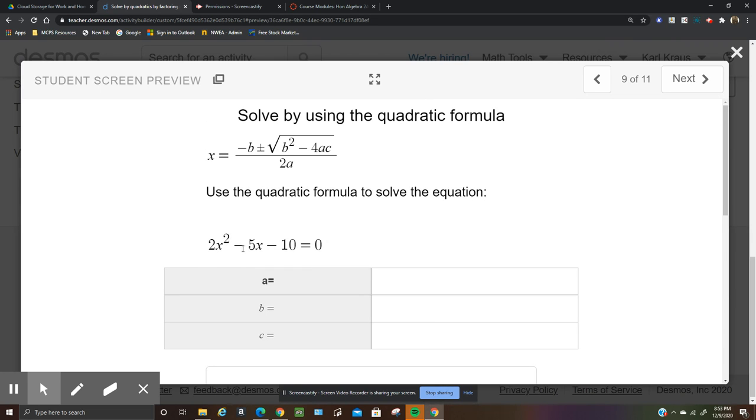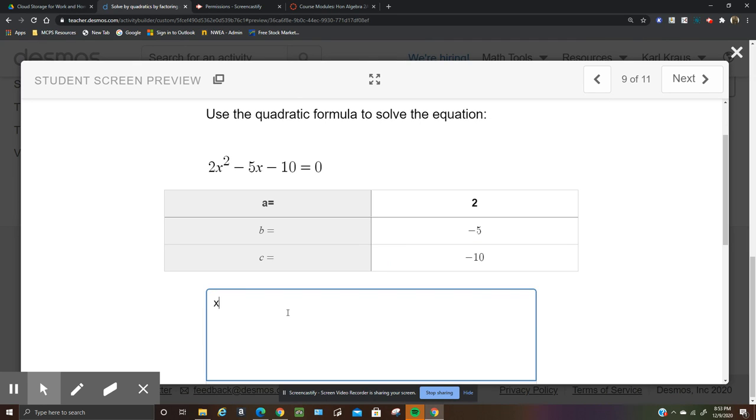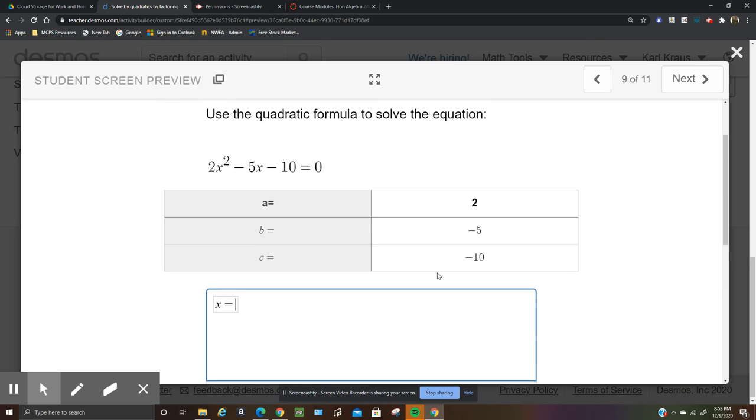So when you use the quadratic formula, it's just going to pick off the a value. In this case it is 2. The b value is -5. And the c value in this first example is -10. And then plugging into the quadratic formula, x equals the opposite of b, which is 5.